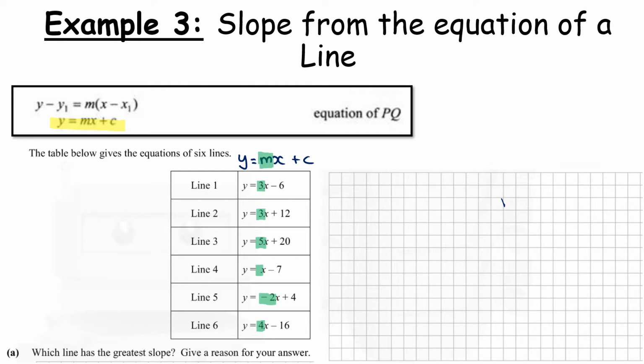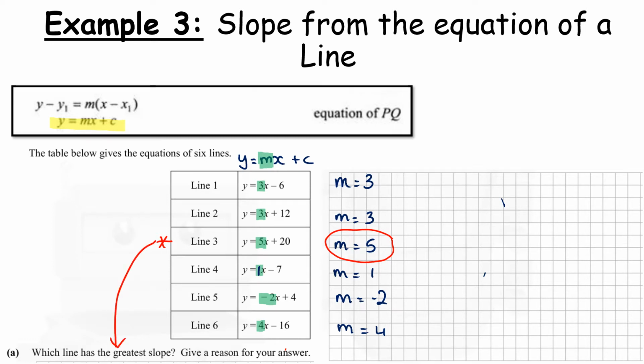So this one here, remember if I have an x, I can always write it as a 1x. So in this case, my slopes are m equals 3, m equals 3, m equals 5, m equals 1, m equals minus 2, and m equals 4. So from this, which line has the greatest slope? The one with the greatest slope is the biggest number, regardless of whether it is positive or negative. And in this case, that's a 5. So our answer is line 3 has the biggest slope.